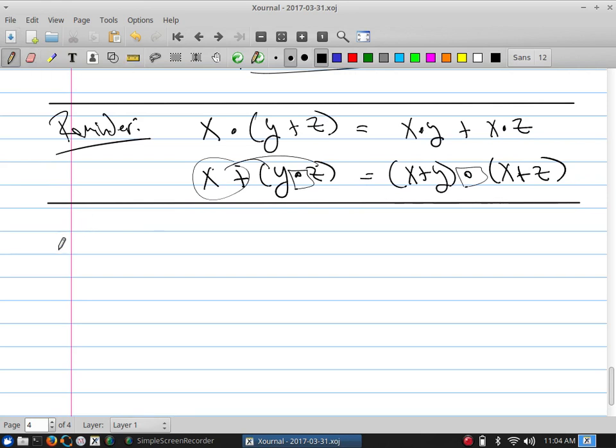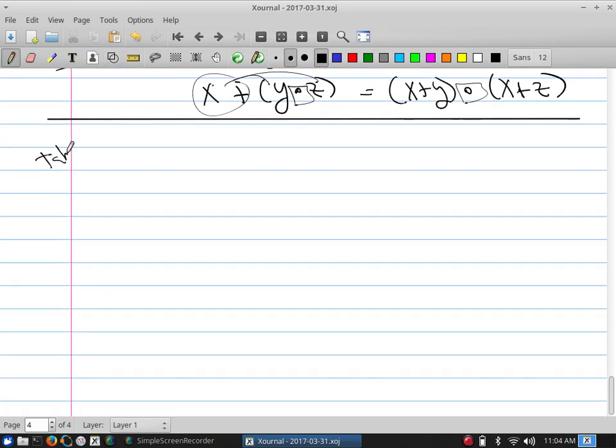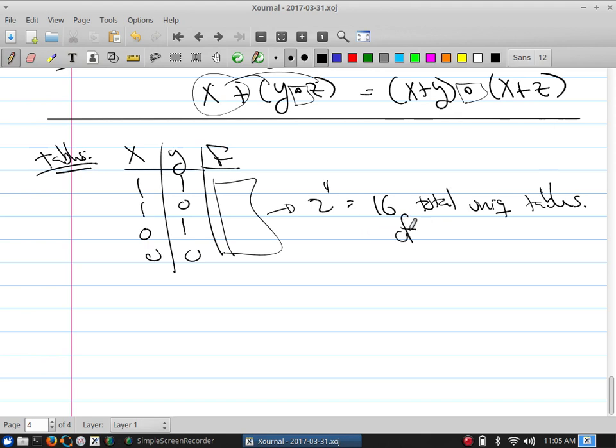All right, the last thing that we can now talk about was this idea of the tables. If I go back to these tables, and I had, say, my x and my y, and 1, 1, 0, 0, 1, 0, 1, 0, and I had my function f, whatever it was, right? I know that I have a possibility of 2 to the 4th, which is 16 total unique tables for any of the functions.